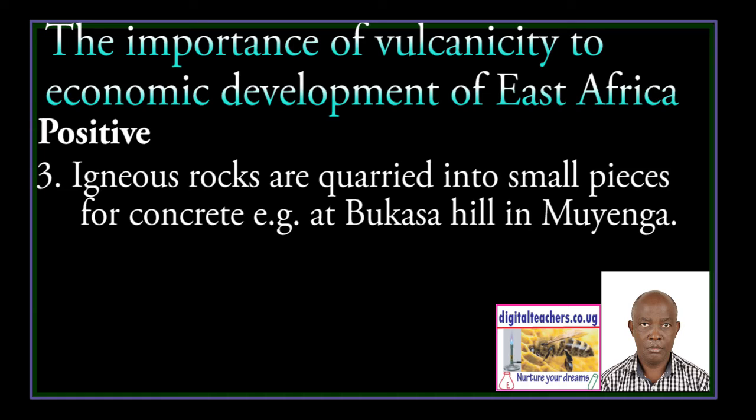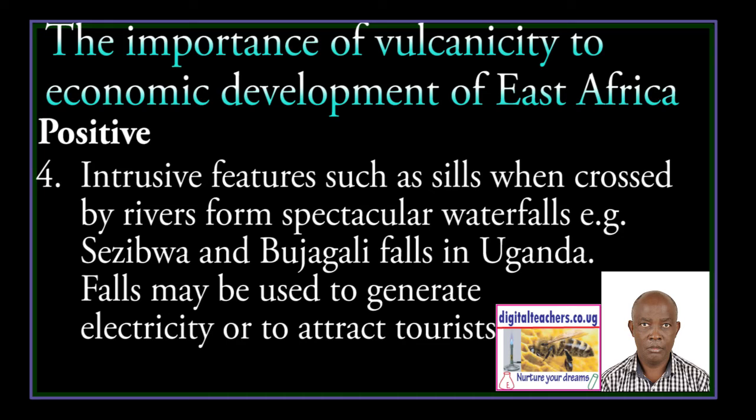Igneous rocks are quarried into small pieces for concrete. For example, Buziga Hill in Muyenga. Intrusive features such as sills, when crossed by rivers, form spectacular waterfalls. For example, Sezibwa and Bujagali Falls in Uganda. Falls may be used to generate electricity or to attract tourists.